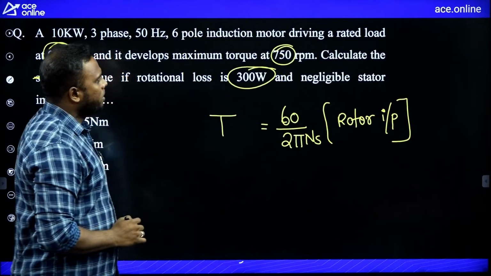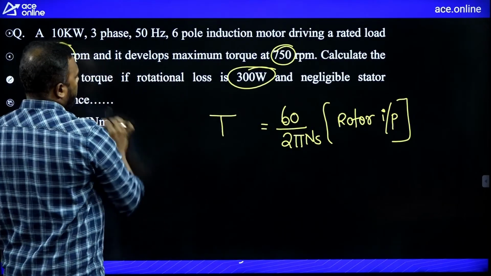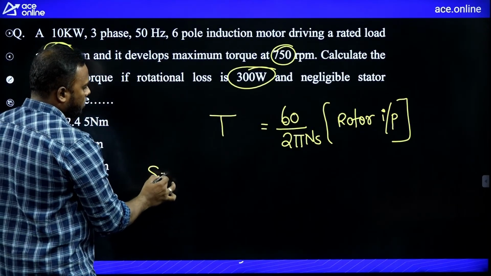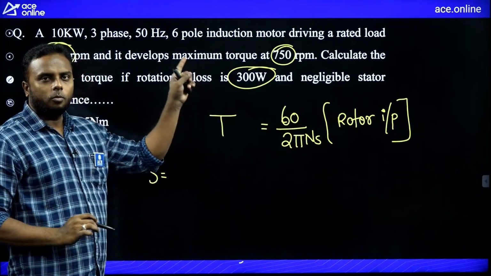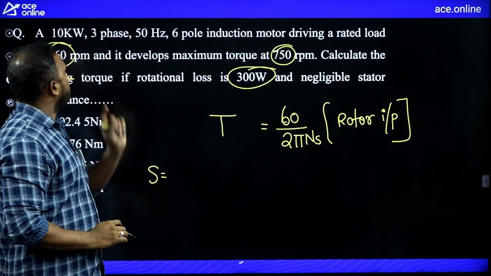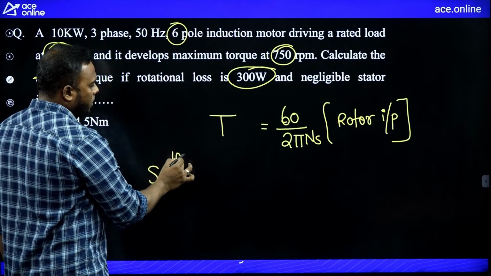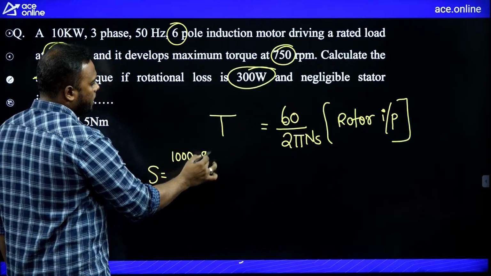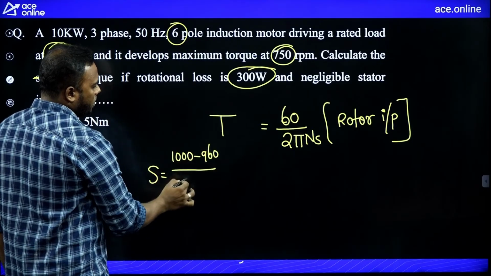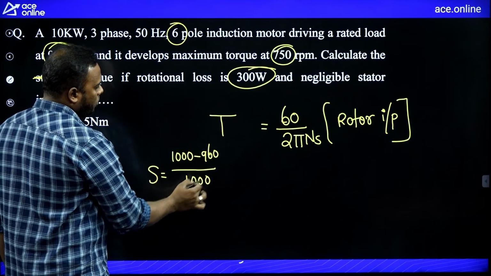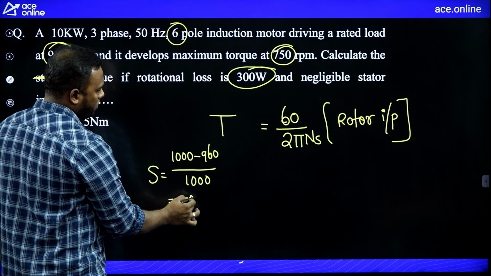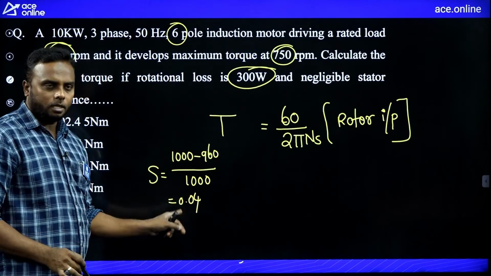Okay, what is slip here? Calculate. It is rotating at 960 RPM, slip equal to ns minus n by ns. How many poles are there in this? 6 pole. The synchronous speed is 1000 for that, 1000 minus 960 divided by ns, (ns minus n) by ns. How much? 0.04. This is the slip.